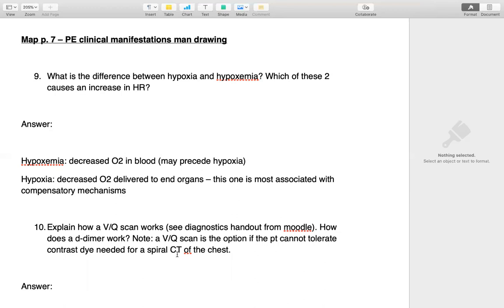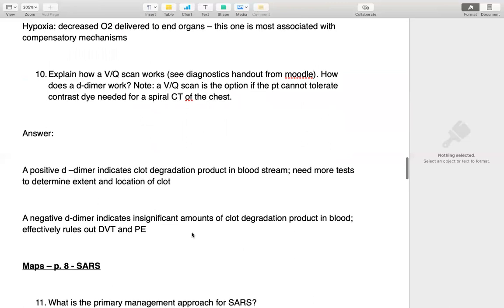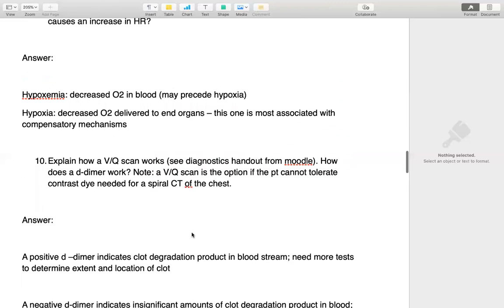A CT, a spiral CT, is a very common way now that they use to find out if someone's got a PE or not. And if for some reason they can't get the CT, like they can't take the dye or something, then they go for a VQ scan. And we'll just talk about a VQ scan here before we wrap up this video.